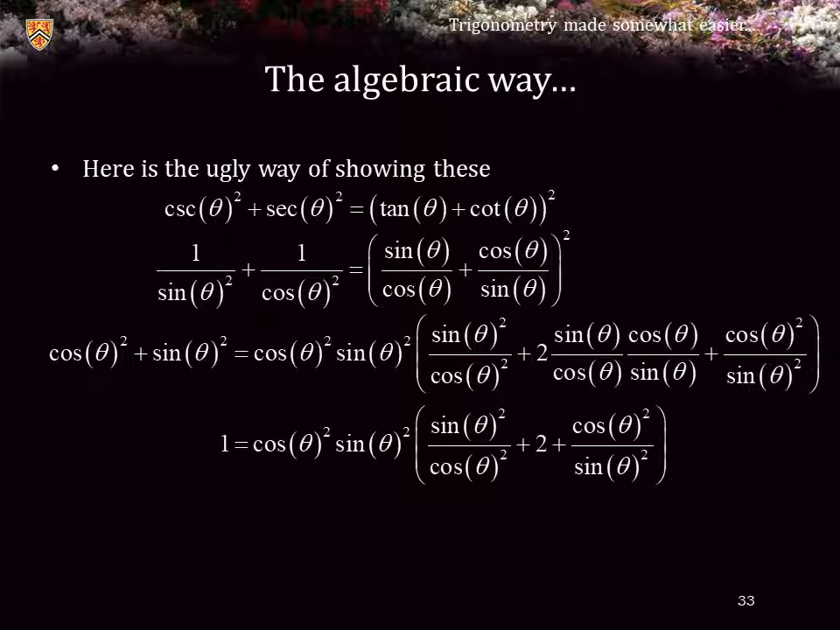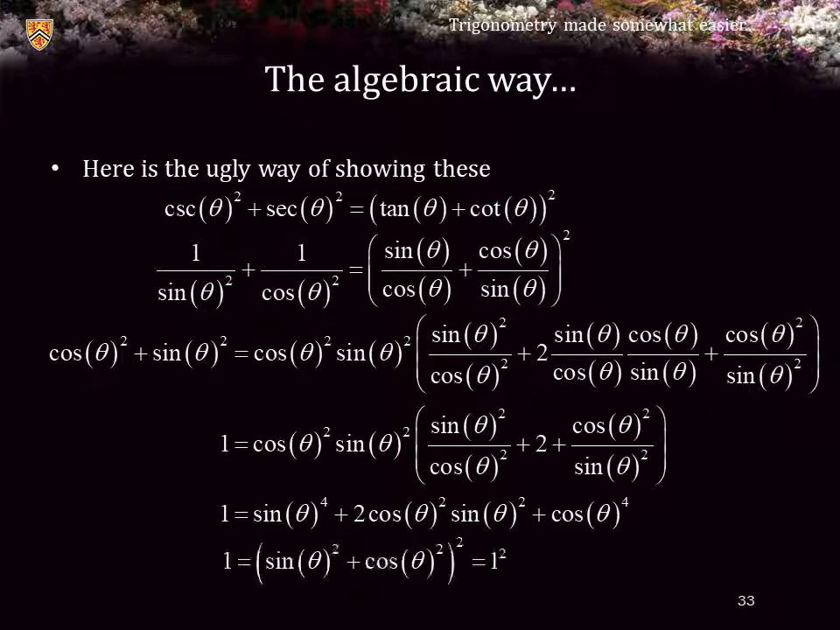Now let's expand the right-hand side, and we get that expression there. You may be at a loss here, but wait a second, that's a perfect square on the right-hand side. It's the square of sine of theta squared plus cosine of theta squared, but sine of theta squared plus cosine of theta squared is equal to 1. 1 squared is equal to 1. Therefore, 1 equals 1. Therefore, as in every single step, all we did was apply truths. Therefore, the first statement is true if and only if the last statement is true, and 1 does indeed equal 1. Therefore, cosecant theta squared plus secant theta squared is equal to tan theta plus cotan theta all squared.